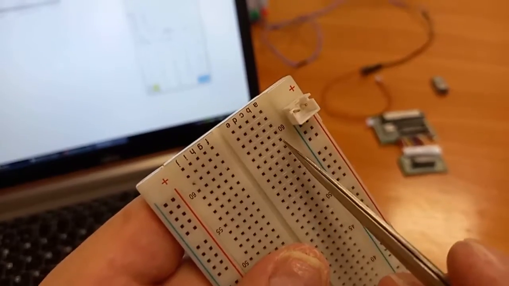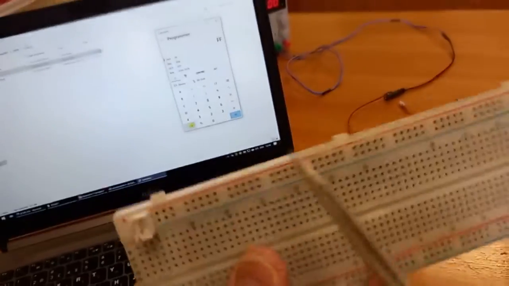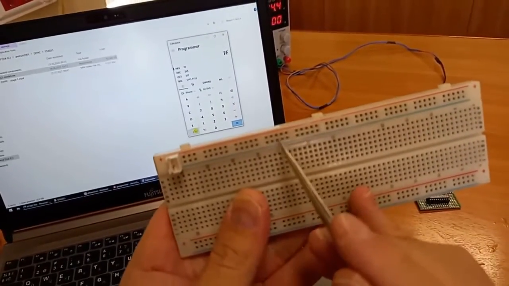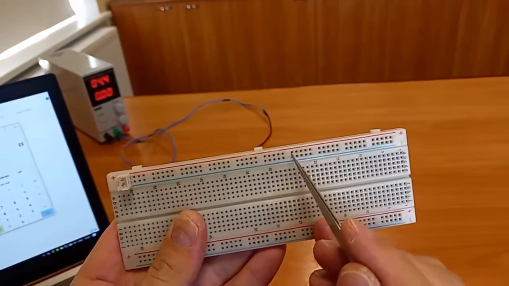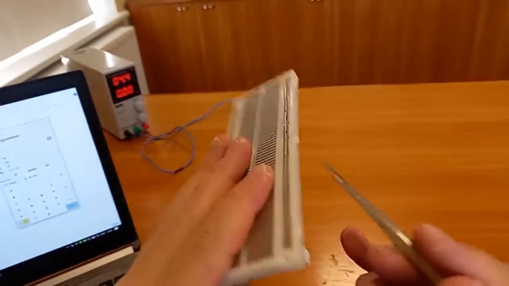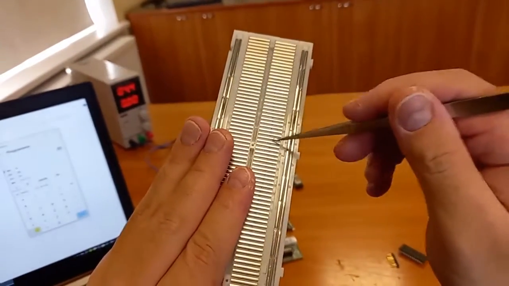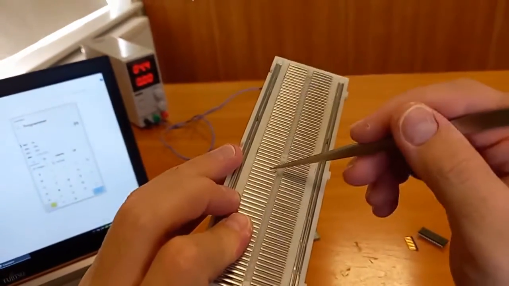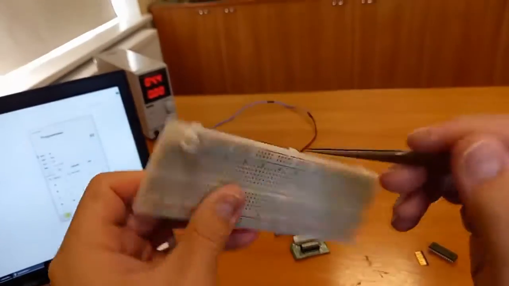These holes of the same row are connected between each other, all the holes in the same row. These metal strips are connected, and with these metal strips, these ones are connected. And if we want to put some voltage from here to here, we need to use bridges.